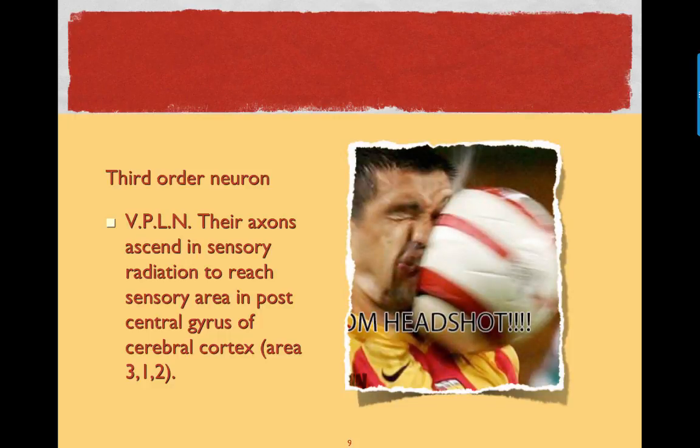So here the arrangement is not correct. We are missing in this description the posterior limb. So from the ventral posterolateral nucleus, the axons will pass in the posterior limb of the internal capsule, then in the sensory radiation to reach the sensory area in the postcentral gyrus of the cerebral cortex, areas 3, 1, 2.